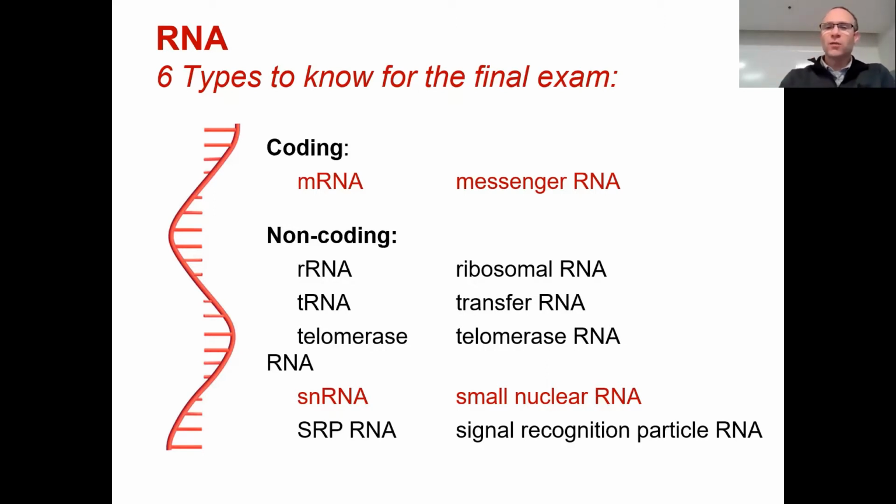So we've already talked about telomerase RNA, so that should be one word there. I guess it just got bumped over. And today we're going to be talking about messenger RNA and something called small nuclear RNA. And the other types, we're going to get to them, just not today. So make sure you know your types of RNA.